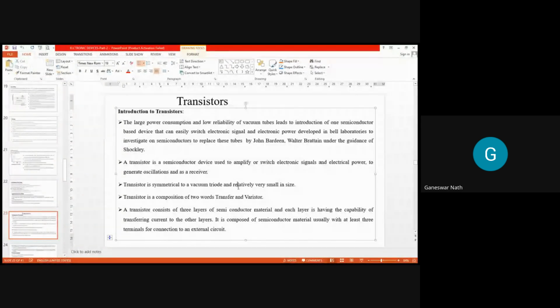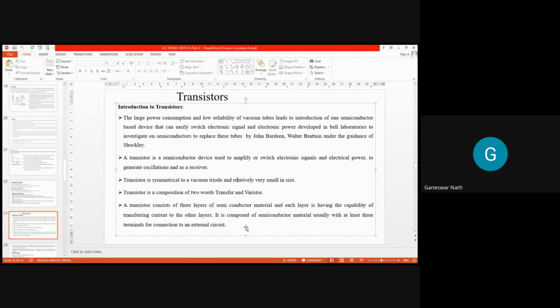This is for introduction. A transistor is a semiconductor device used to amplify or switch electronic signals and electric power, to generate oscillation, and also as a receiver. A transistor is similar to a vacuum triode and is reliable and very small in size. A transistor consists of three layers of semiconductor material, and each layer has the capability of transferring current to the other layer, and it usually has at least three terminals for connection to an external circuit.